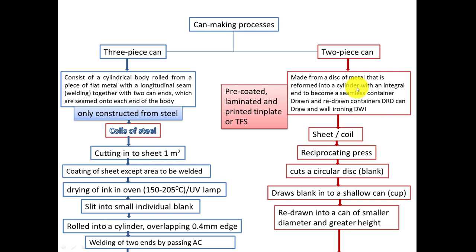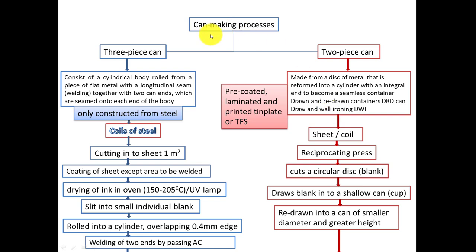Means there is a flat plate and it is compressed and given a cup shape of the size, and then with the further redrawn process it is converted into a can. So there are two methods by which we can produce this two-piece can. One is drawn and redrawn, and the second is drawn and wall ironing. We will learn about these two in the coming parts.